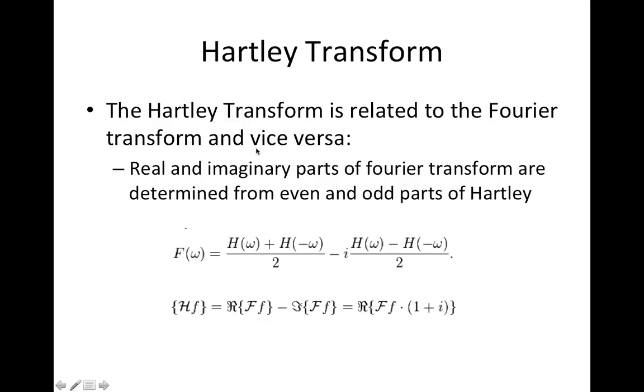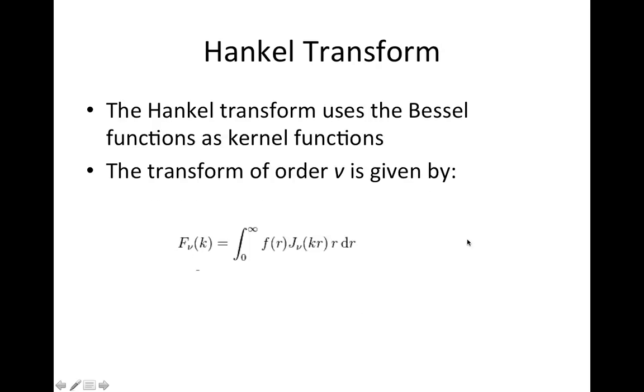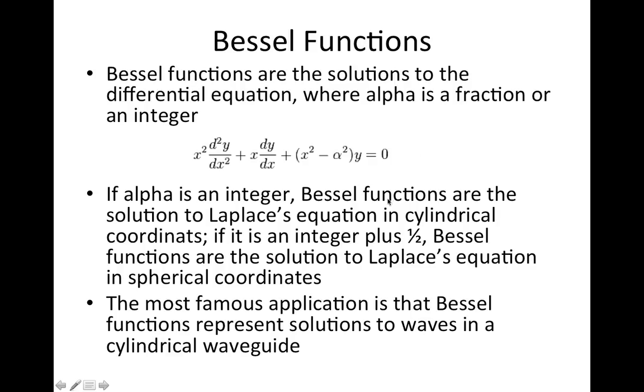The Hartley transform is related to the Fourier transform, so F here represents Fourier transform, H represents Hartley transform, and here's how to get the Fourier transform out of the Hartley transform. The Hankel transform, as we mentioned before, uses Bessel functions as kernel functions, so this can be sometimes useful in modeling things like electromagnetic fields or certain concepts in physics that have a Bessel function geometry.